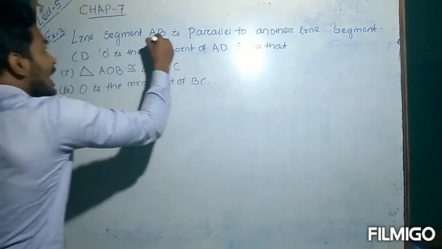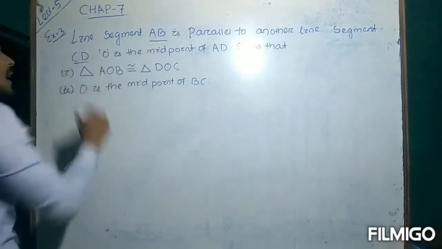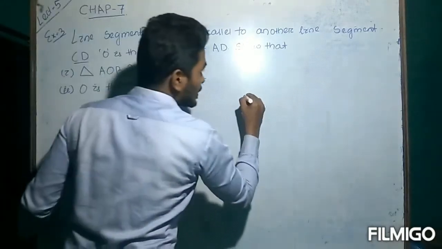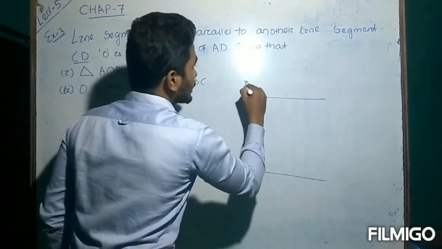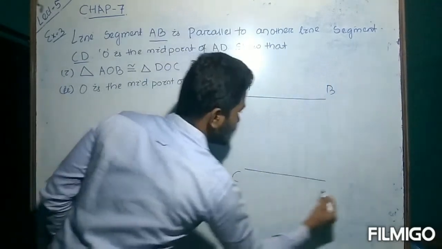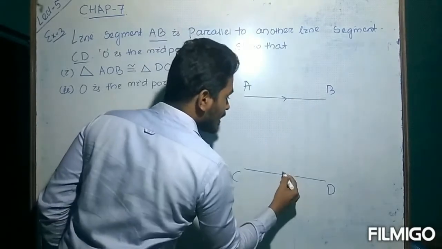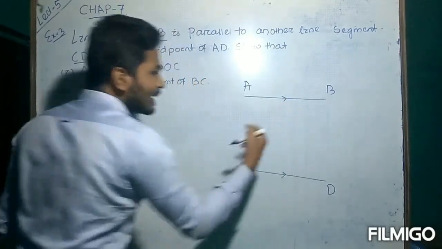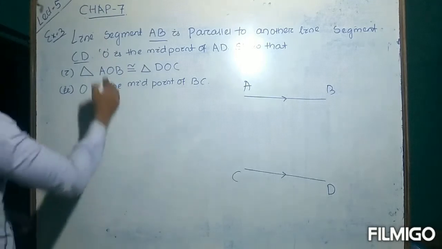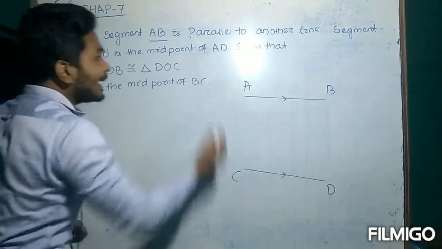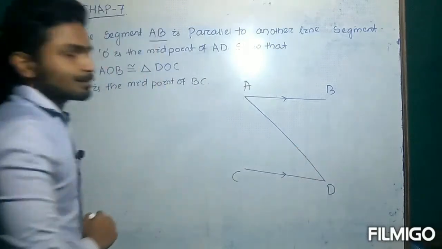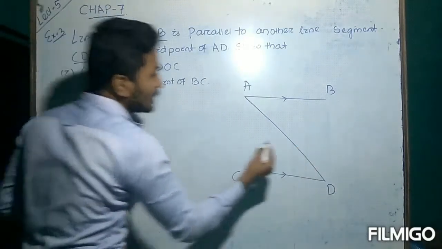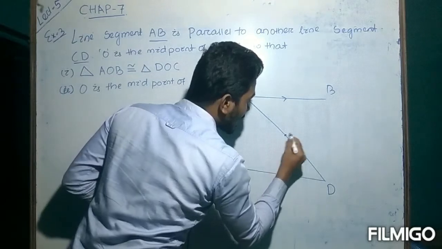Right? It is given that AB is parallel to another line CD. Suppose this is AB and this is CD. AB and CD. Since these two lines are parallel, I write a symbol like this. And O is the midpoint of AD. AD means we have to join A and D. Now O is the midpoint of this line AD.